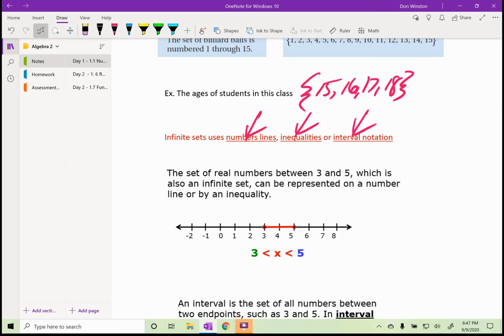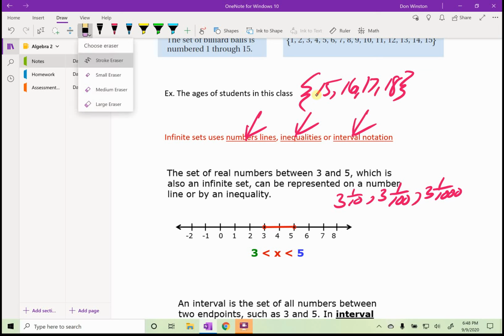The set of real numbers between 3 and 5, meaning we're not including 3 and 5. They're between 3 and 5, which is also an infinite set. So you're probably wondering, with the numbers between 3 and 5, how can that be an infinite set? Well, I'll show you. Certainly 3 and 1/10 is between 3 and 5. Or I can go 3 and 1/100. Or I can go 3 and 1/1,000. Well, I can go on and on and on. I can go on forever. So there's an infinite number of numbers between 3 and 5. It is an infinite set.